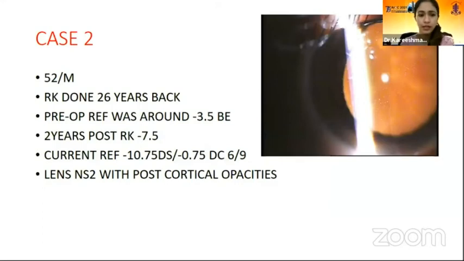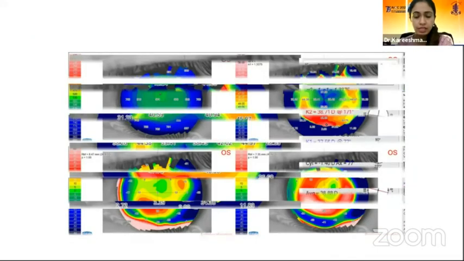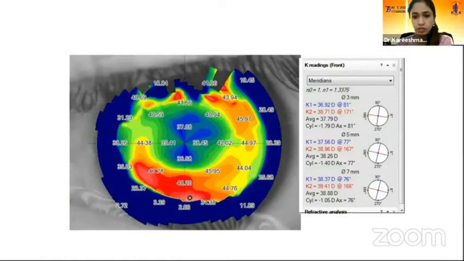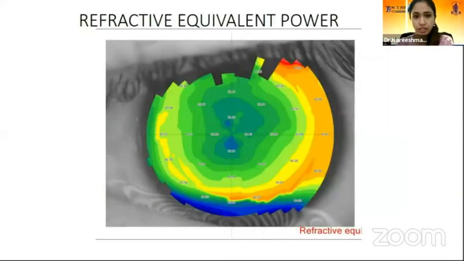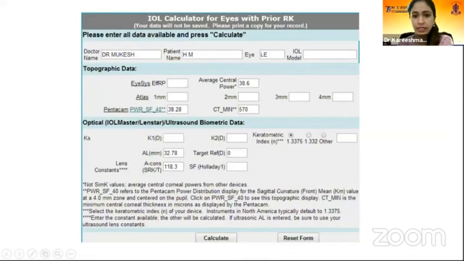Case 2 is a post-RK patient with LS2 and posterior cortical opacities. This was the topography. Very important, the central zone is again regular, which is what you want to look at. These cases are very tricky. You have to look at the refractive equivalent power map and take the value from there. This is what it looks like. You have to take into consideration that the 4 mm value has to be taken. So the mean pupillary power is what you will enter into your calculator, in this case 38.28. Once you have entered that data, it shows 3.9, rounded off to 4.